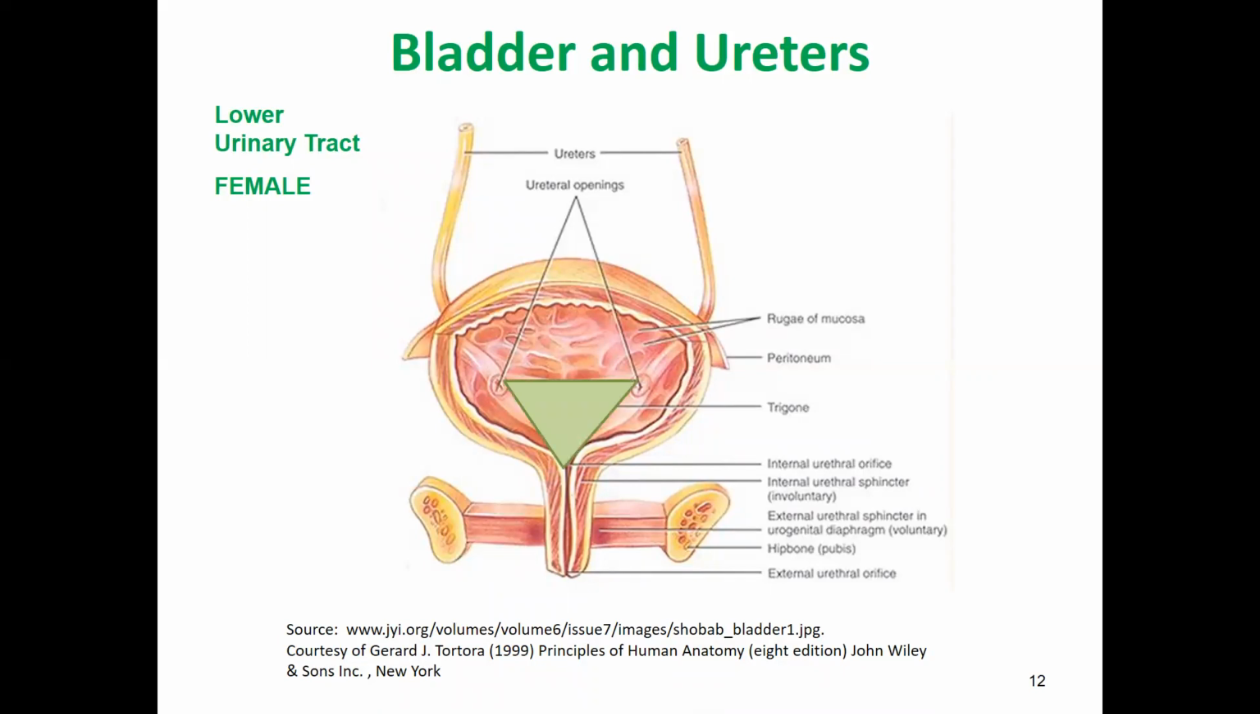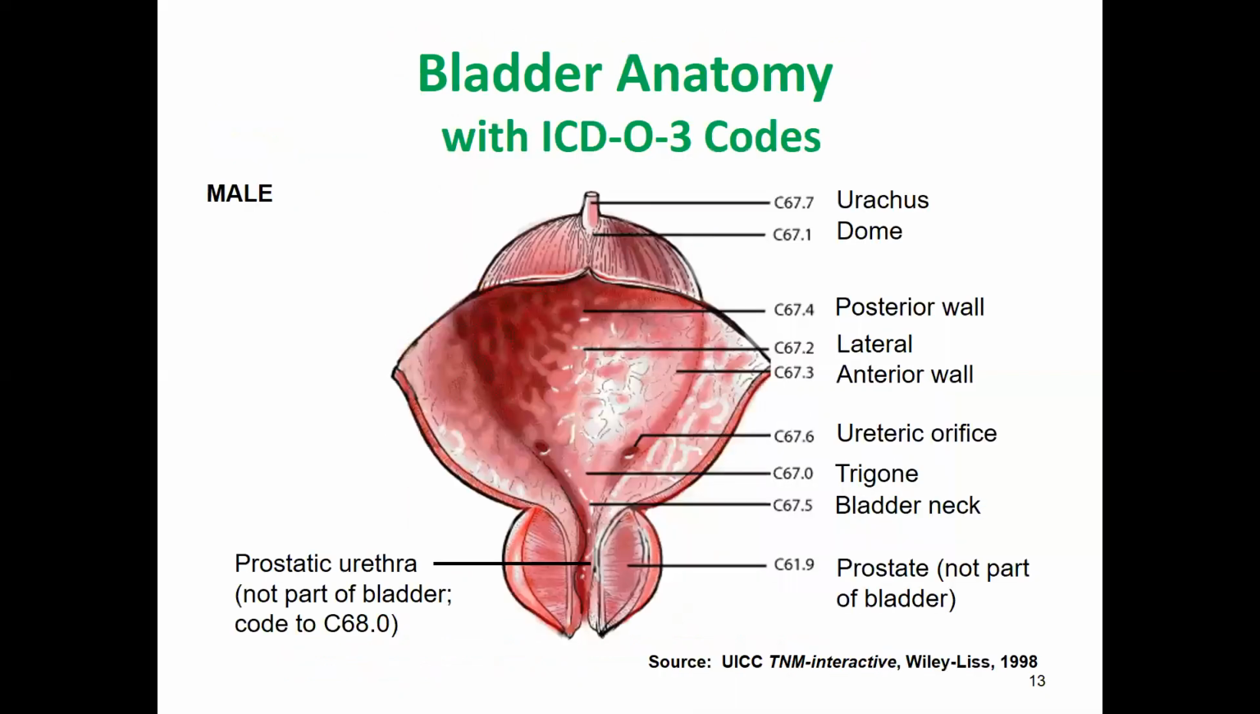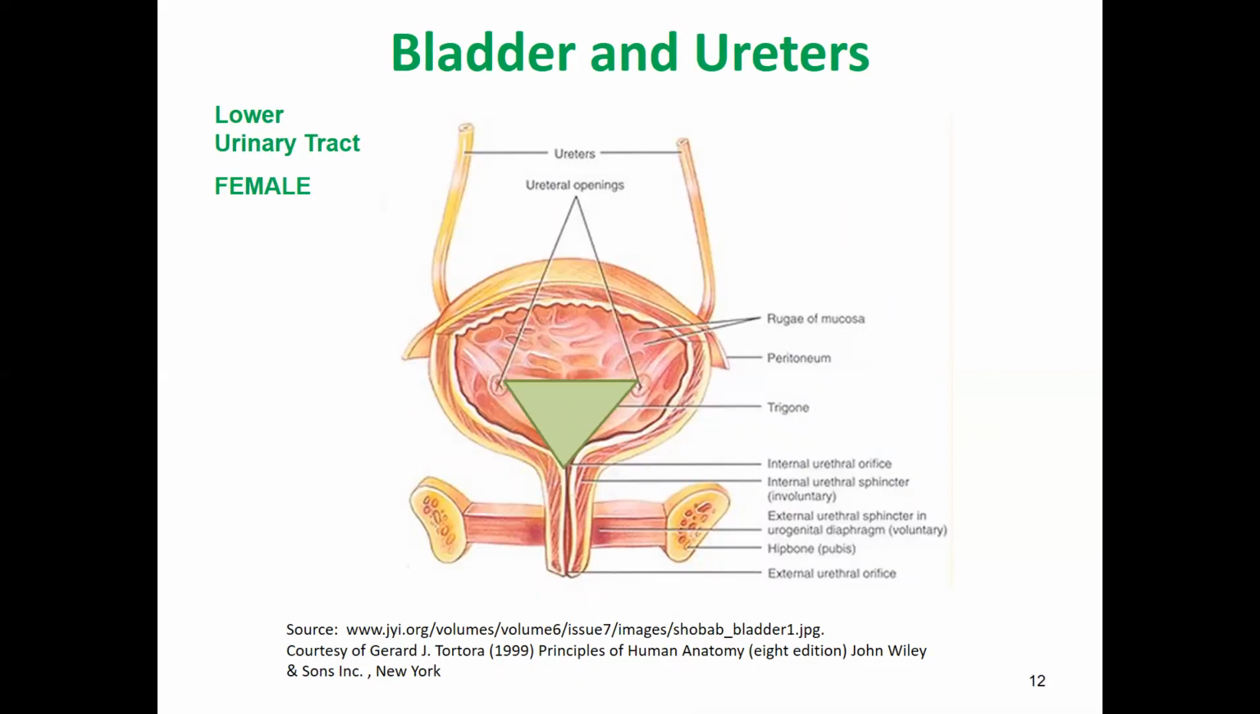Oops, I need to back up one. This trigone region is described as the triangular area from the two ureteric orifices and the urethral orifice at the bottom of the bladder, also called the bladder neck. The trigone area is highlighted here in green. And the trigone is also the base of the bladder or the floor of the bladder.